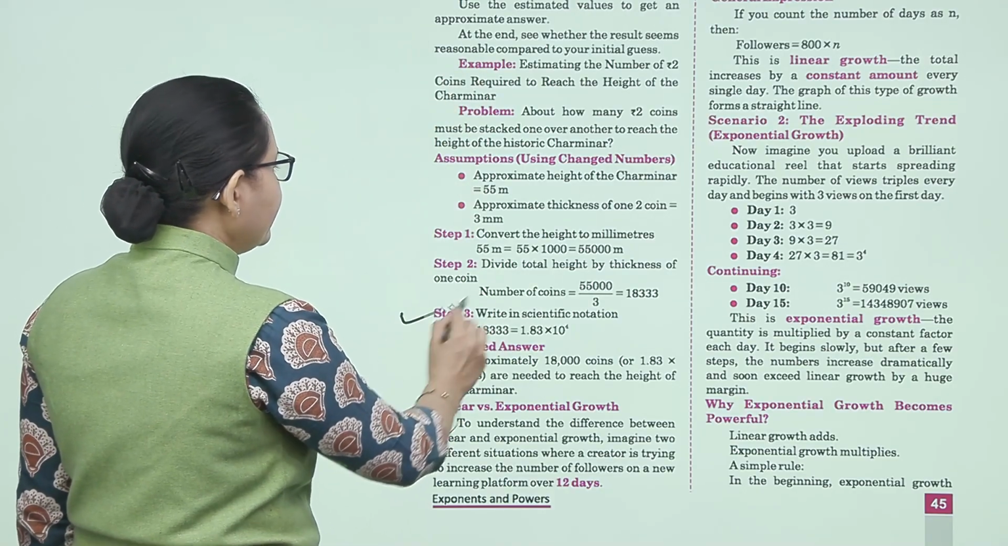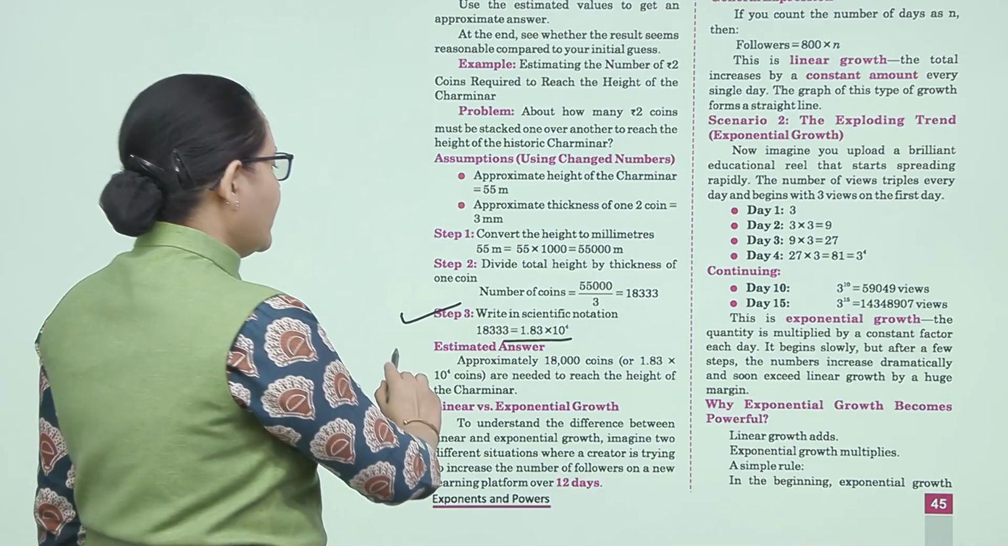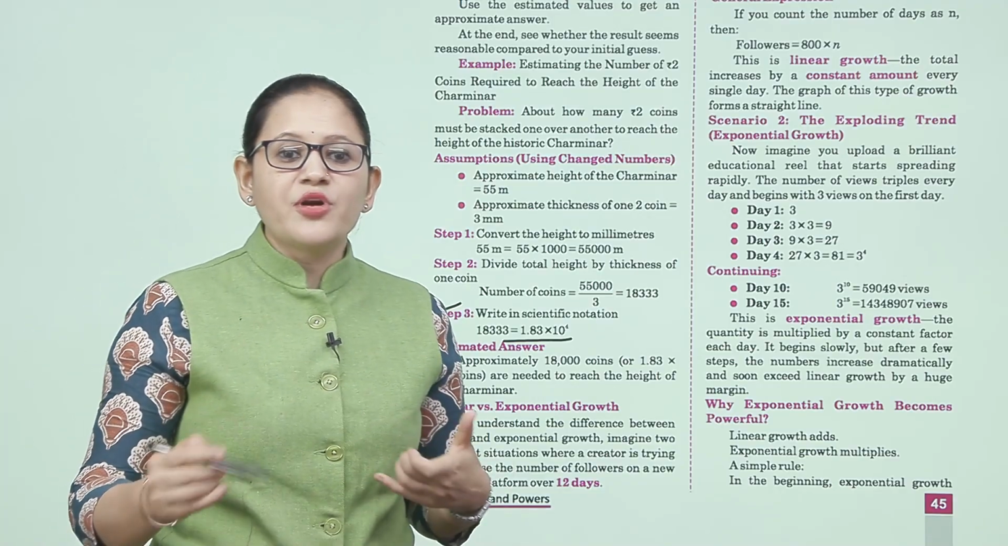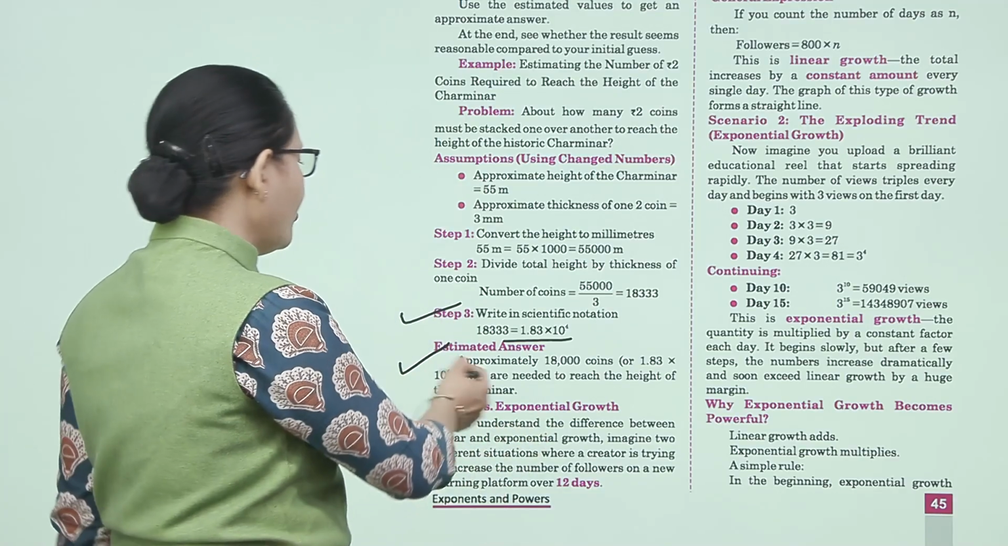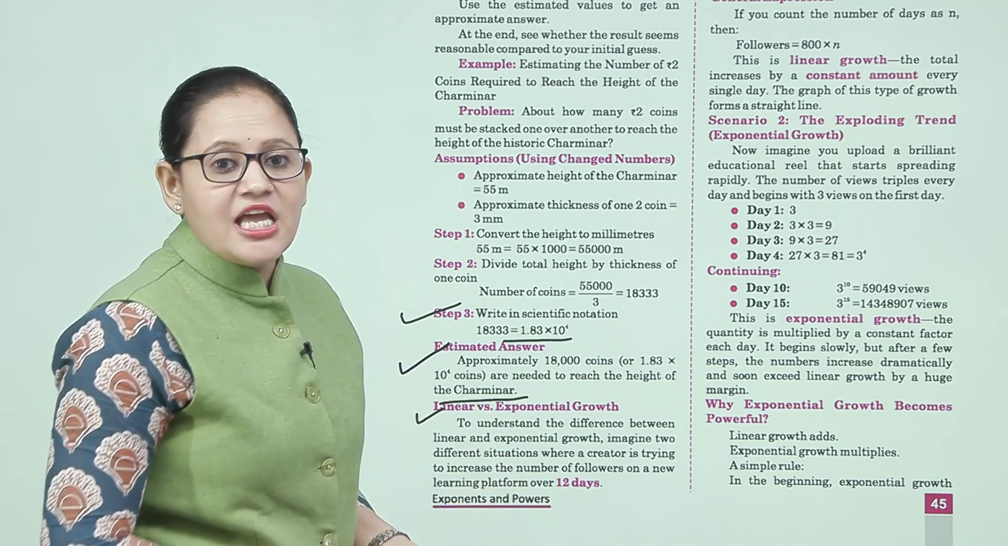Now write the scientific notation, that is equal to 1.83 × 10^4. Now the estimated answer: approximately 18,000 coins, or 1.83 × 10^4 coins, are needed to reach the height of Charminar.